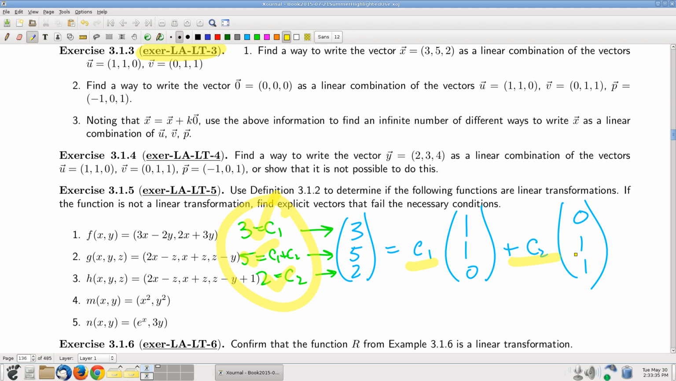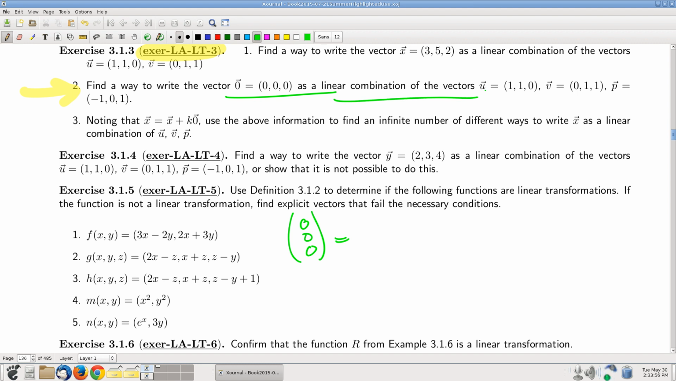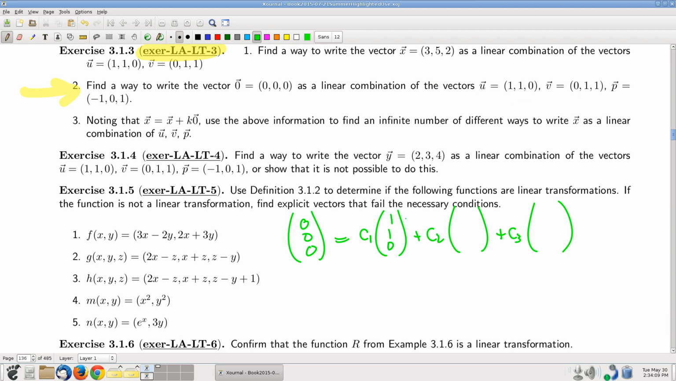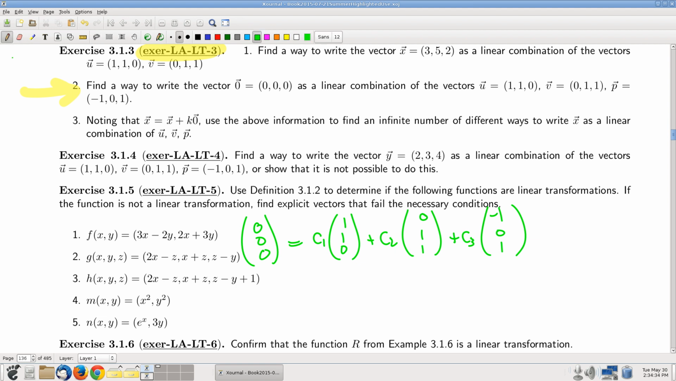Now there's an analogous process that we go through for part 2. For this part, I want to write 0 as a linear combination of, and now 3 vectors. The 3 vectors are (1, 1, 0), (0, 1, 1), and (-1, 0, 1). Okay. Well, let's see here.